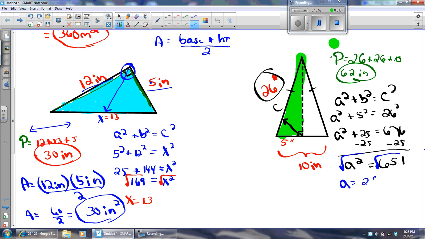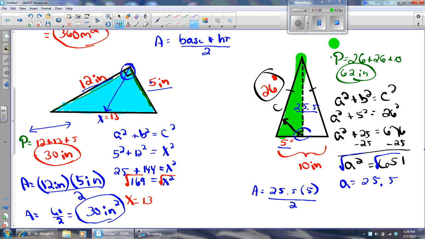25 and 5/10. Okay. And so now I can do my area because I have a right angle, I have the base, and I now have the height. So I'm going to do the area is going to be equal to 25 and 5/10 times 5, and then I've got to remember to divide by 2.